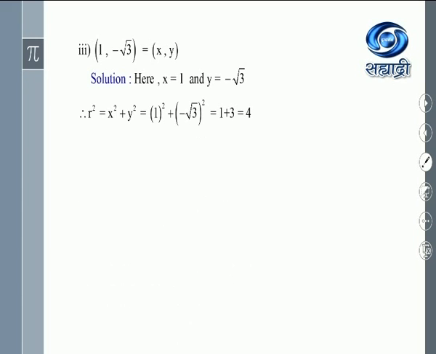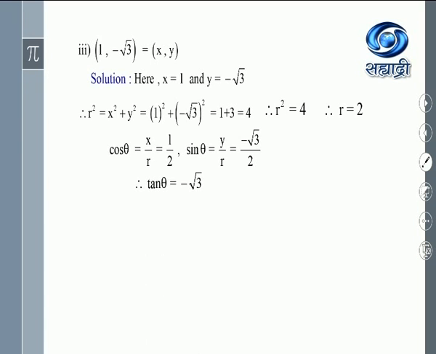Okay, start with the same relation, r square is equal to x square plus y square. Substitute the values, which is 1 square plus minus root 3 square, which is 1 plus 3 is equal to 4. Therefore, r square is equal to 4 and therefore r is equal to 2. Only positive value we consider. Cos theta is x upon r you know. Put the values, x is 1, r is 2, therefore cos theta is half. Sin theta is y upon r. Y is minus root 3 and r is 2. Therefore, sin theta is minus root 3 by 2.